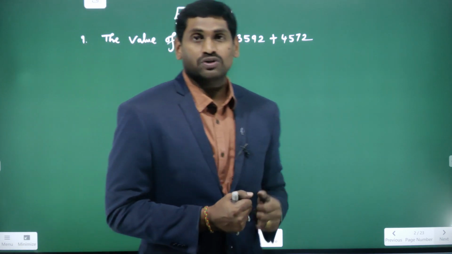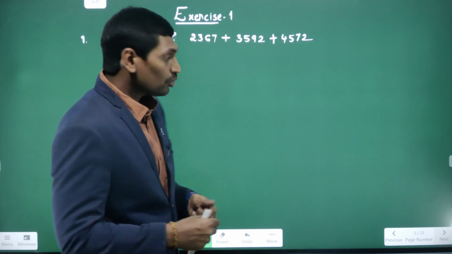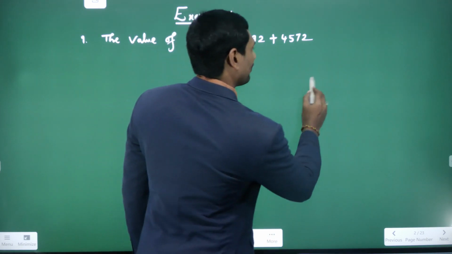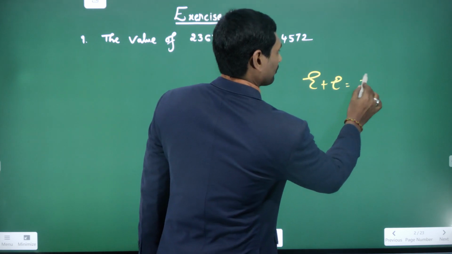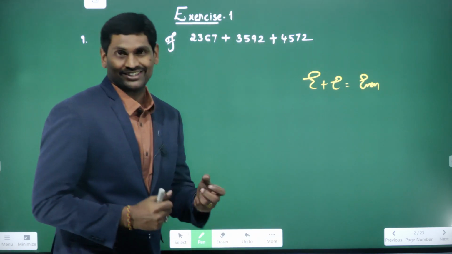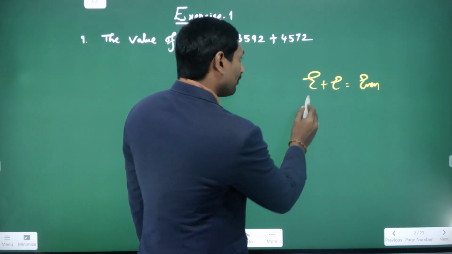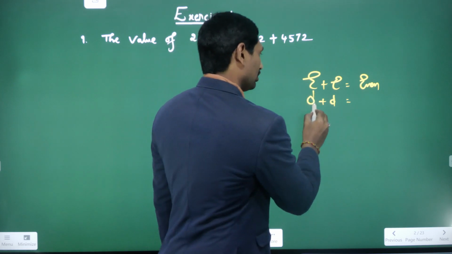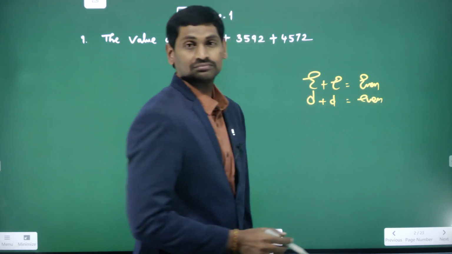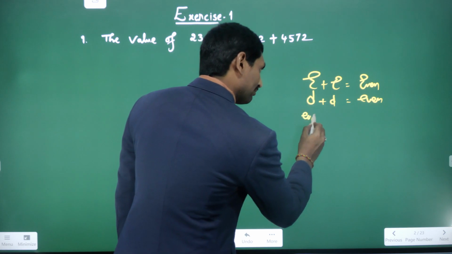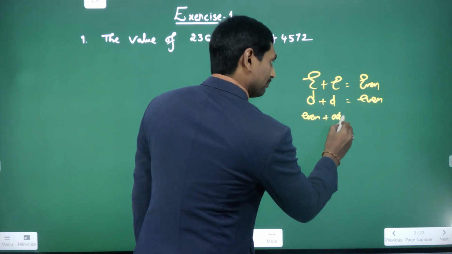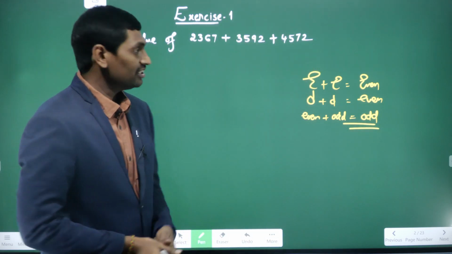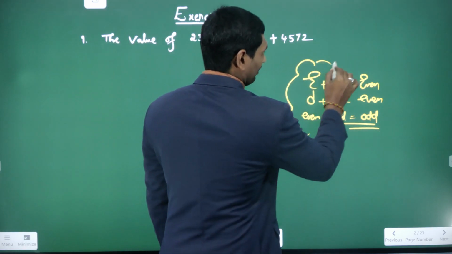As we discussed, what is the sum of two even numbers? The sum of two even numbers is even, as we discussed in our previous class. In the same way, the sum of two odd numbers is also even. But the sum of one even number and one odd number is nothing but an odd number. This is the discussion which happened in our previous class.